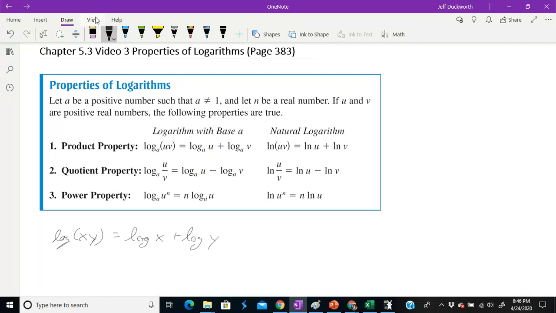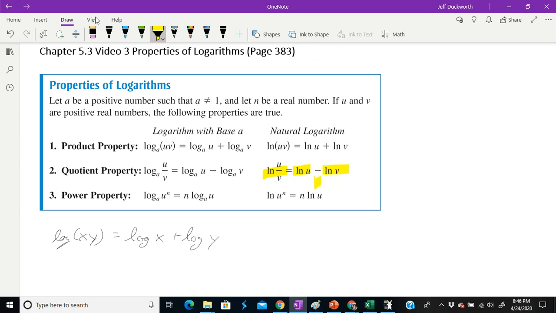The quotient property is very similar, only instead of adding, you're going to subtract. So as you see here, you take the log of u over v, that equals the log of u minus the log of v.